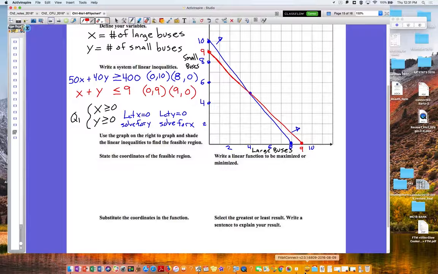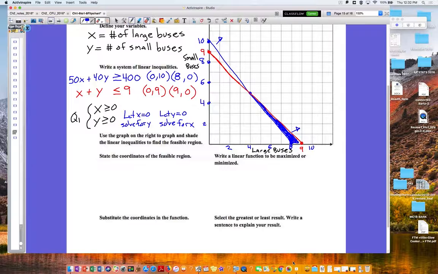Now this one says less than, so I'm shading in this direction. So just to show you, even though it doesn't look like it, for the blue line I'm going this direction, but in the red I'm going down. So my solution set is this tiny little area right here. Just a little sliver. I don't have many choices.